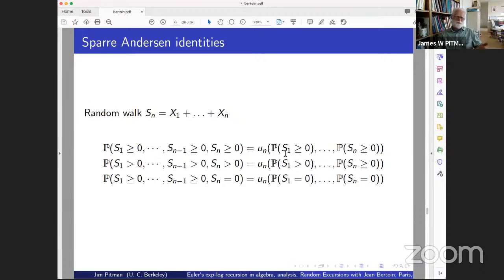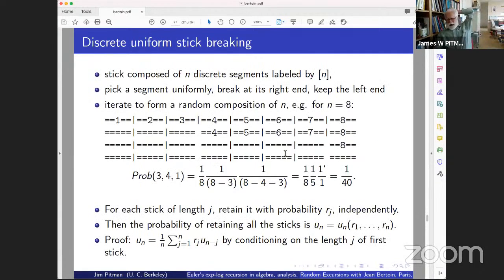Okay, so this is enhanced. This discussion is enhanced further by thinking about permutations, and a very nice lead into that is what I call discrete uniform stick breaking, which is you have a stick composed of n discrete segments. You pick a segment uniformly, break at its right end, and keep the left.